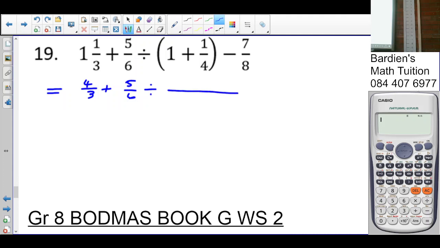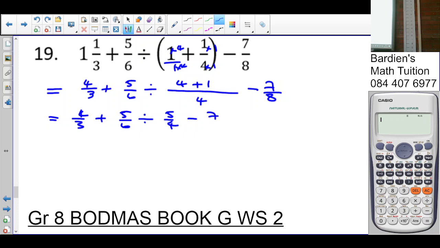So what's your LCM inside this bracket? 4. So I multiply that by 4. It's 4 plus, multiplied by 1, 1 minus 7 over 8. So it's going to be 4 over 3 plus 5 over 6 divided by 5 over 4 minus 7 over 8. Okay, now what do we need to do?